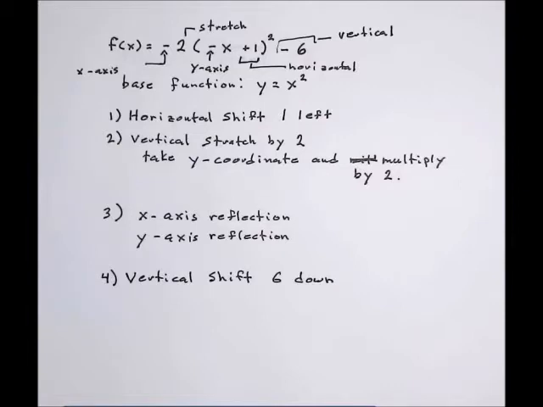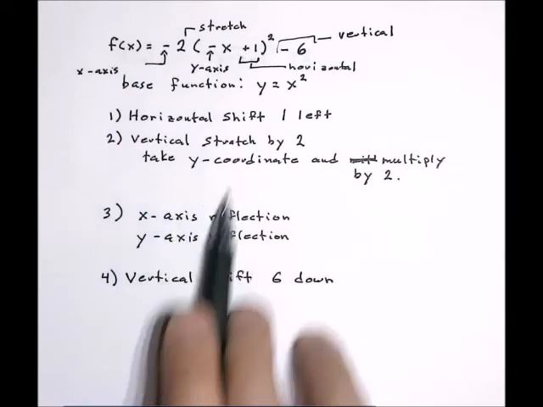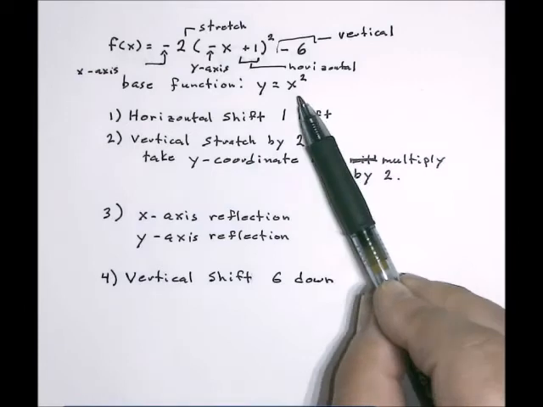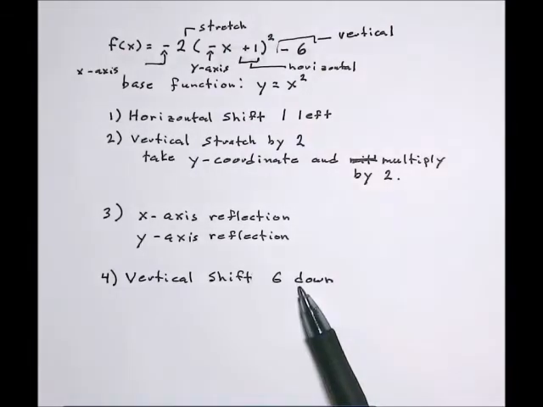So now we've taken this function, found the base function, and listed all the transformations in order. Now when you're graphing these for homework on MyLabs Plus, what you're going to do is just click on the base function, and it's going to give you the base function, and then just go through the transformations in order and it will shift it for you.